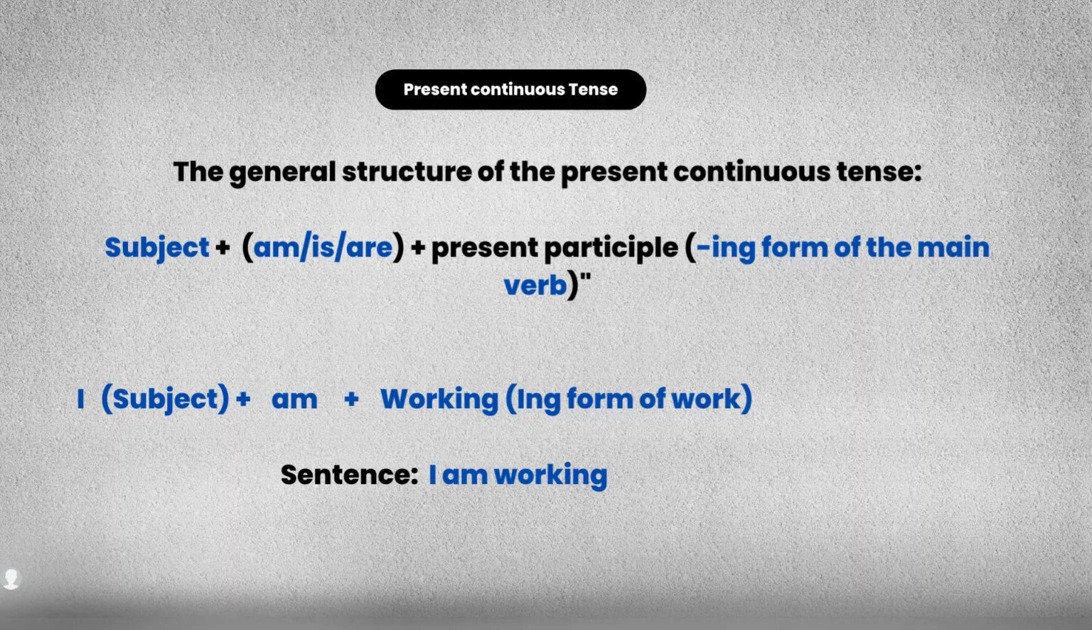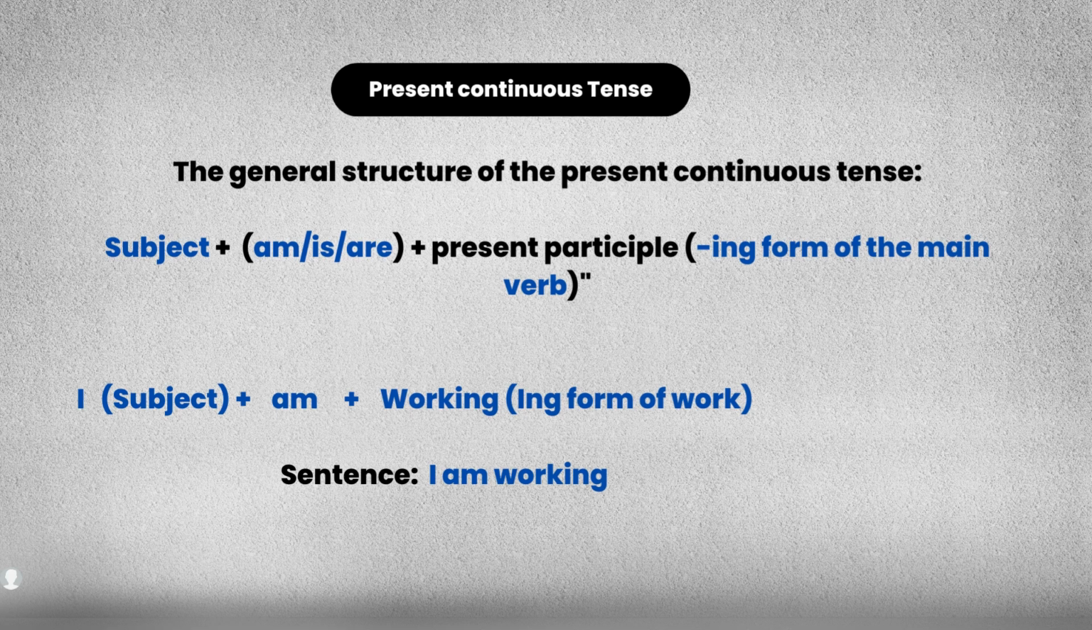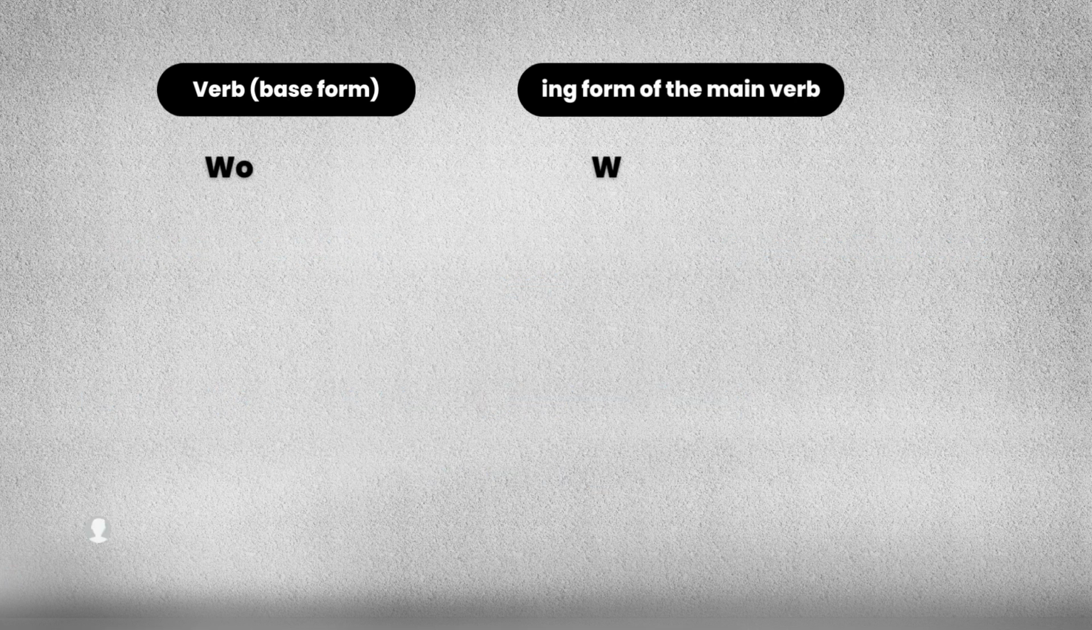Let's look at the base form of the verb and how it changes in the present continuous tense. This general structure will help us construct a sentence in present continuous tense. We'll have a subject or a noun, and then am, is, or are, whichever is suitable for the subject or noun. Then we'll have the present participle or the ing form of the main verb.